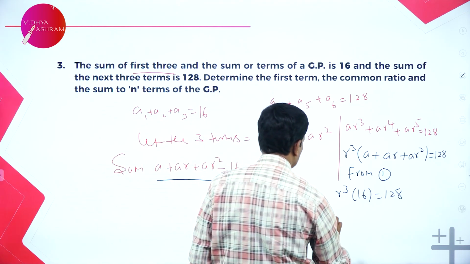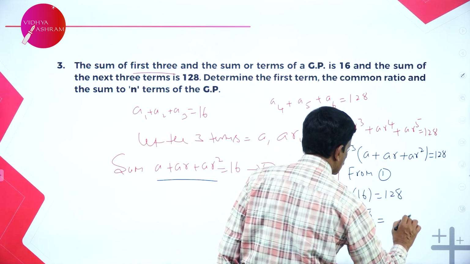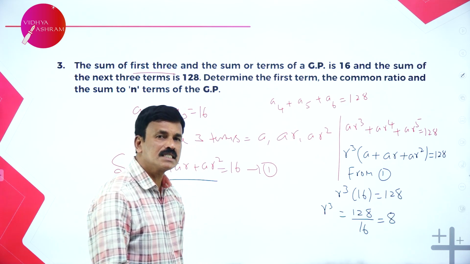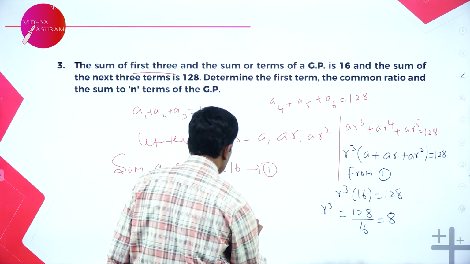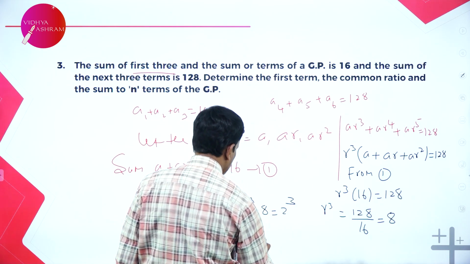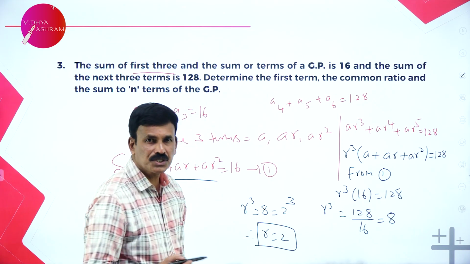So what is R cube then? R cube is equal to 128 divided by 16. That's equal to 8. R cube is equal to 8 means 8 can also be written as 2 cube. Therefore, the value of R is equal to 2. The common ratio is 2.